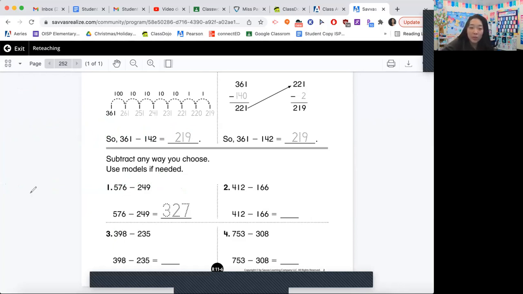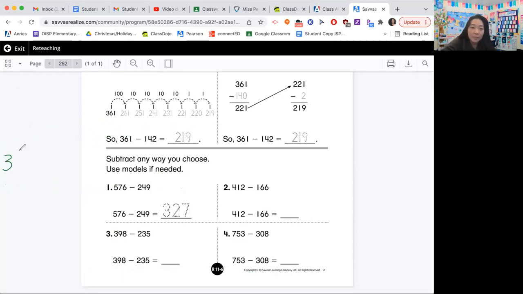Okay. So 398 minus 235. So we're going to subtract 2 hundreds, 3 tens, and 5 ones. So we're going to subtract 100. Okay. So this one would be subtract 100. And then again, this would be subtract 100.